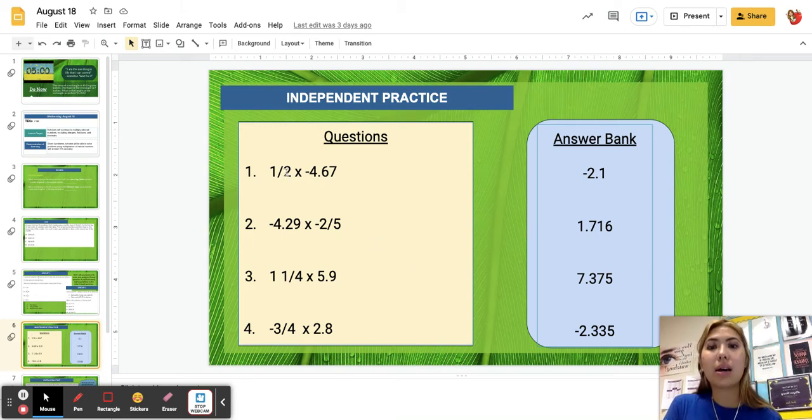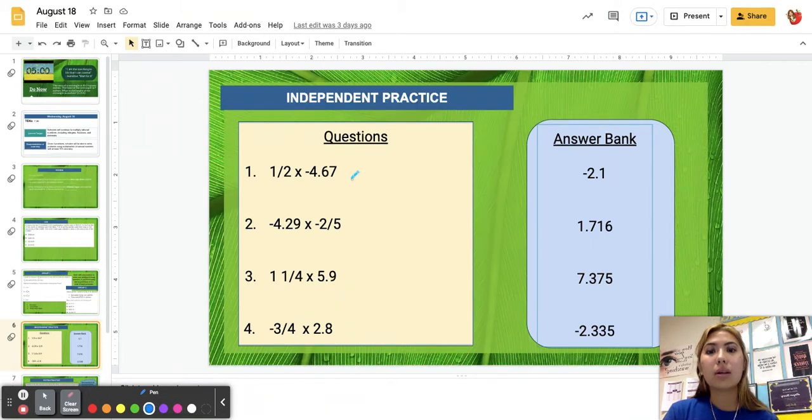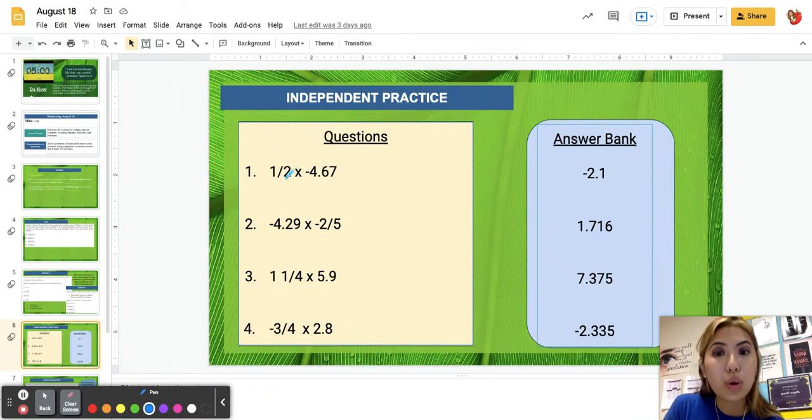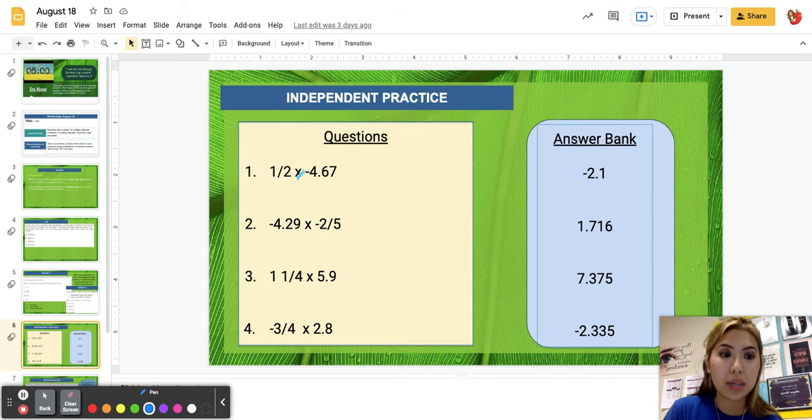So as you can see, for all of these examples, we're multiplying fractions or mixed numbers and decimals. The easiest thing to do is turn everything into a decimal, because all the answer choices are decimals, right? Starting with this first one, we have half times negative 4.67. We have to turn half into a decimal. What is half as a decimal? You should be thinking about how you would turn half into a decimal. I'm going to divide 1 divided by 2, and that gives me 0.5.